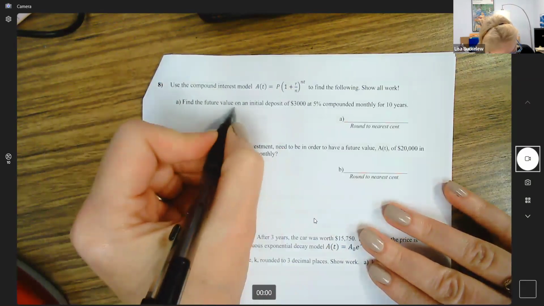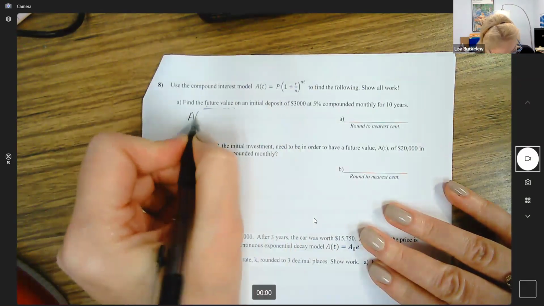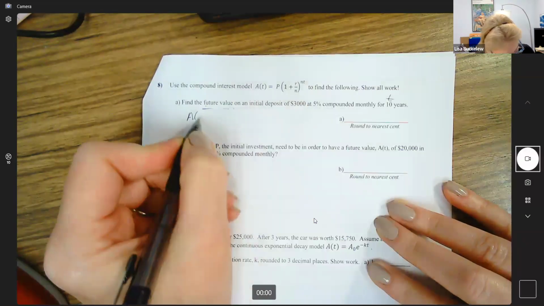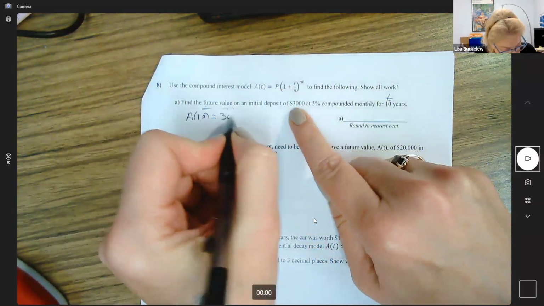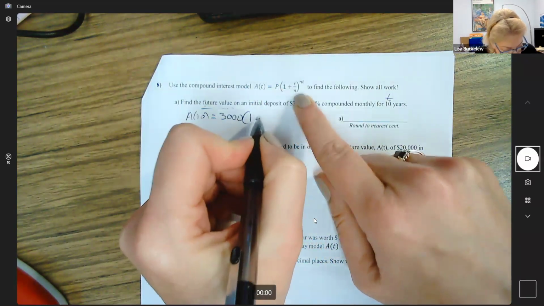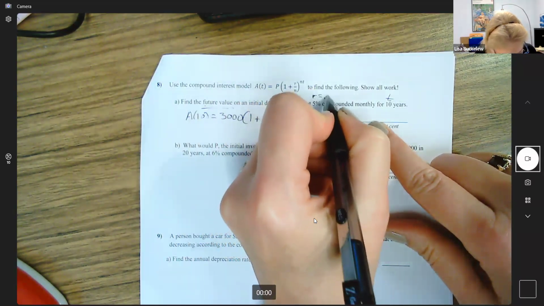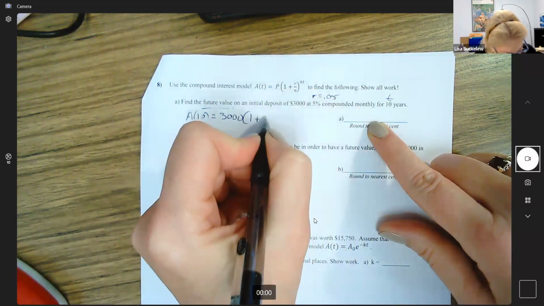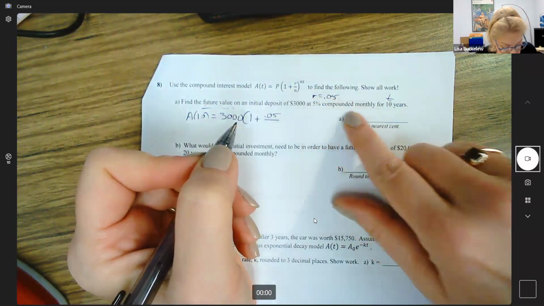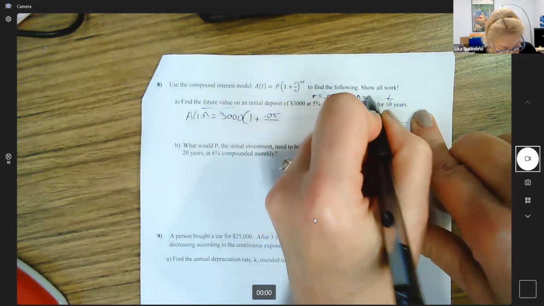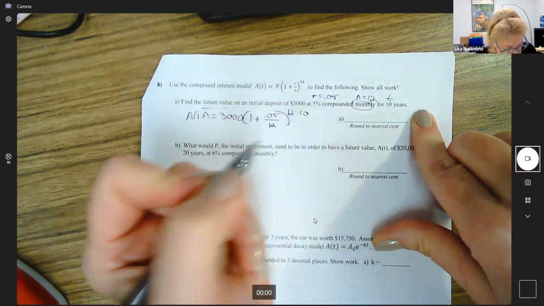So it's actually asking us to find the future value. So we're going to figure out what the output is after 10 years. So that's A of 10. The principal investment is $3,000. 1 plus R. The rate, if it's 5%, we have to convert that to a decimal. So 0.05 divided by, how many times per year are we doing this? Monthly means there's going to be 12 computations, to the 12 times 10 years.